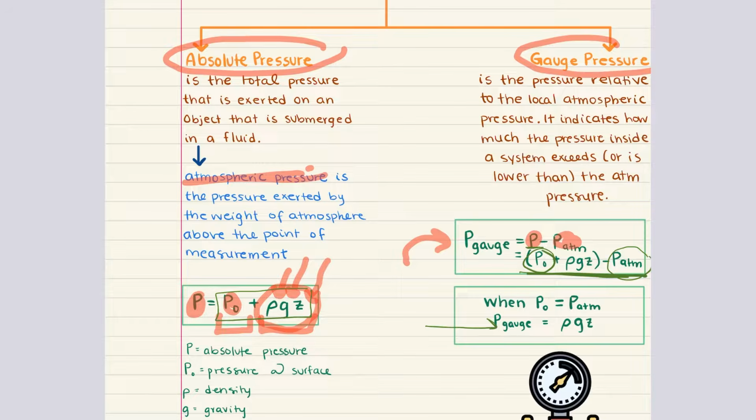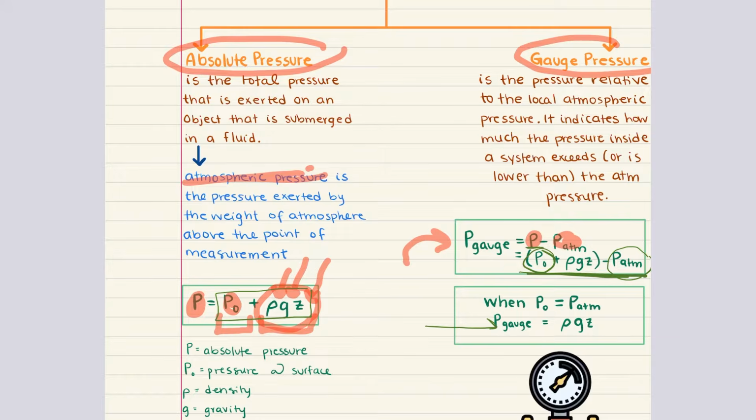Now, to this point, gauge pressure can be either positive or negative. Positive gauge pressure indicates that the pressure inside the system is higher than the atmospheric pressure. On the other hand, negative gauge pressure indicates a vacuum or lower pressure relative to atmospheric pressure.